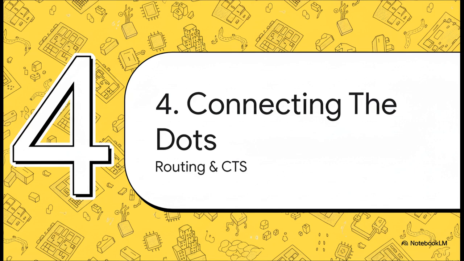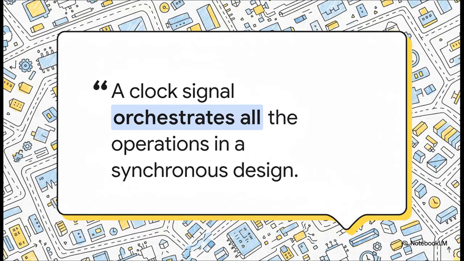This phase is called routing, and it always starts with the single most important network in the entire city: the clock. You can think of the clock as the city's heartbeat. It's this pulsing signal that synchronizes every single thing that happens, making sure all the different parts act in perfect unison. And because it is so critical, the clock network gets the VIP treatment. It is built first, using the best resources, the most direct paths, before any of the other traffic gets in the way.